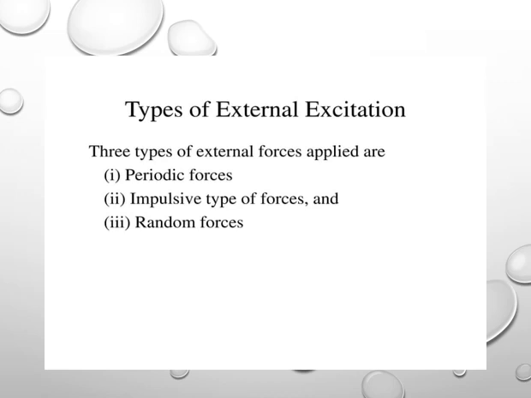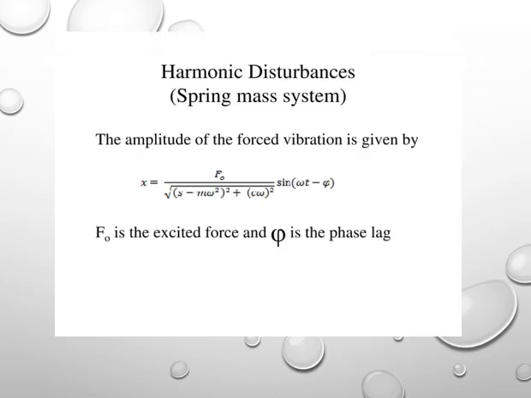Next one is types of external excitation of forced vibration. These are three types: periodic force, impulsive force, random forces. Next, harmonic disturbance, otherwise known as the spring mass system.